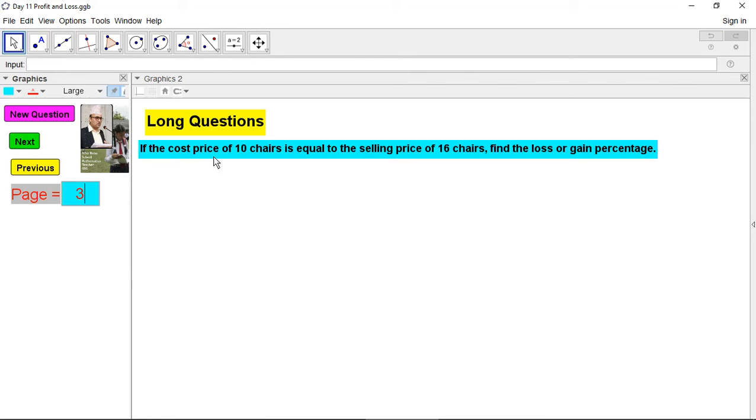We have to discuss this question firstly, dear students. Here, cost price of 10 chairs, selling price of 16 chairs. Can you guess whether there is profit or loss? Sanskriti says loss, Niharika says loss. Oh, you're guessing, maybe right. Okay, let me check.